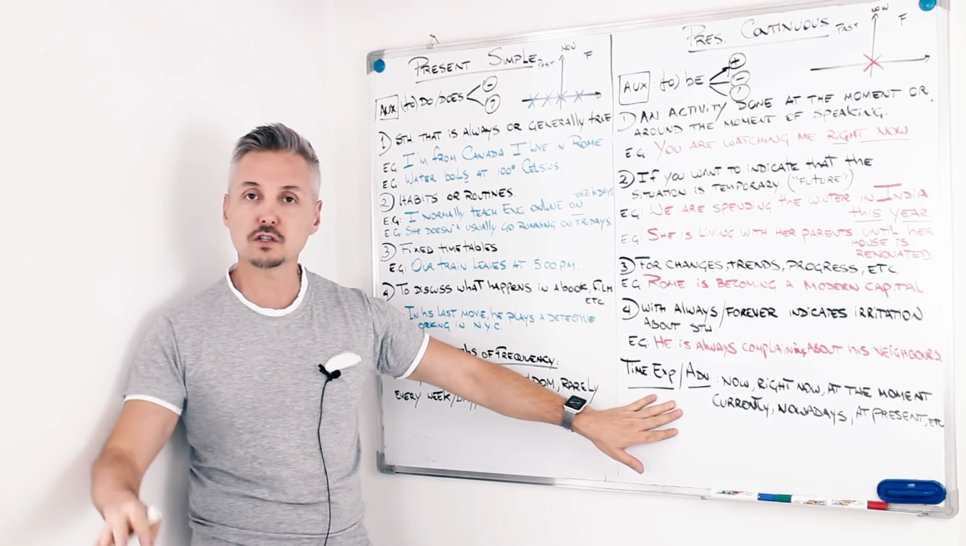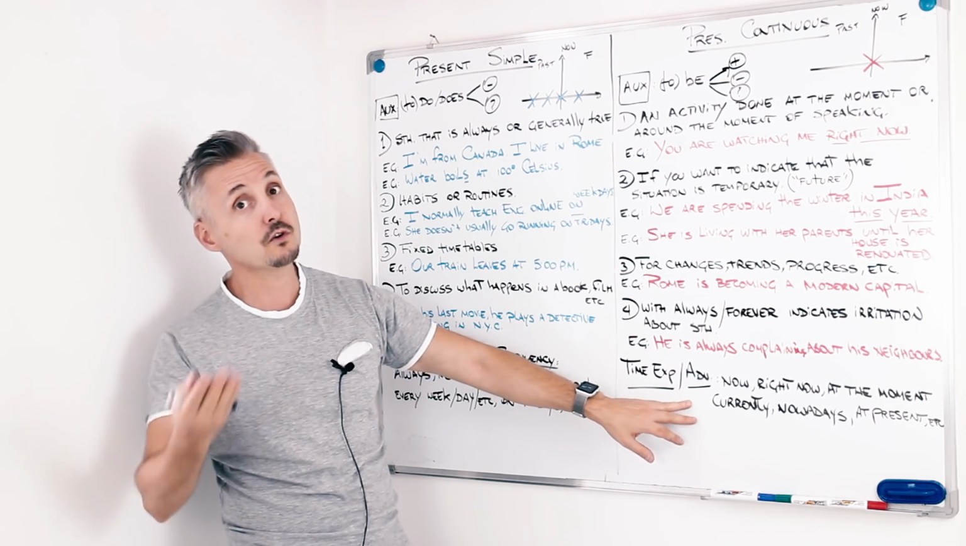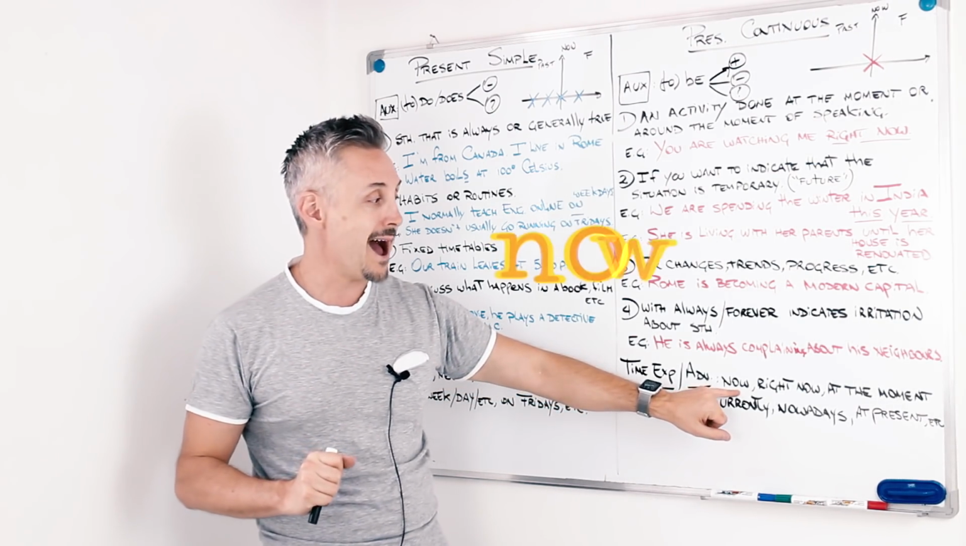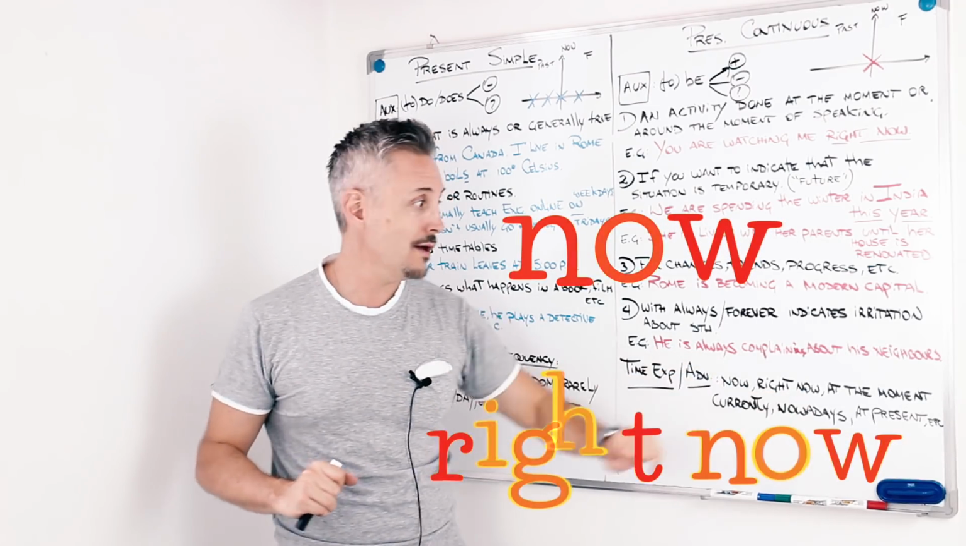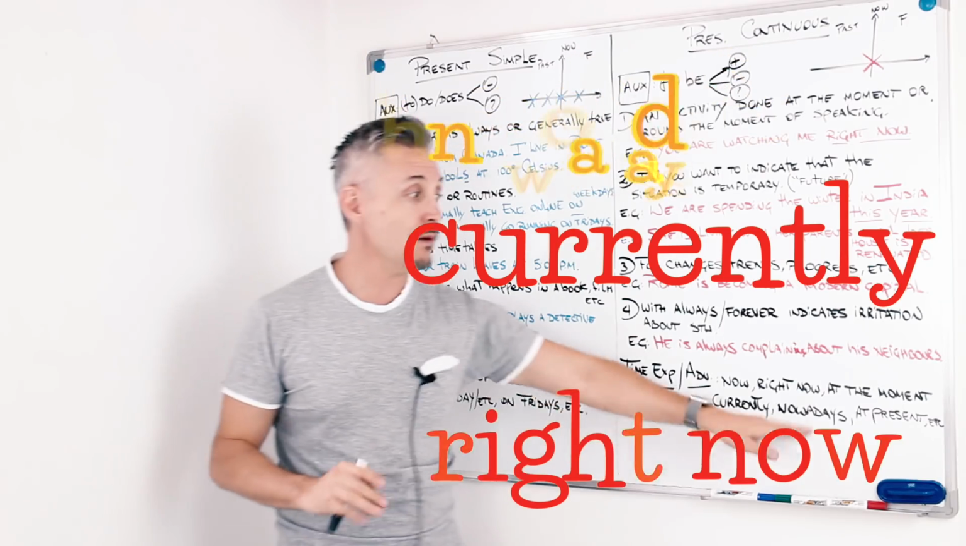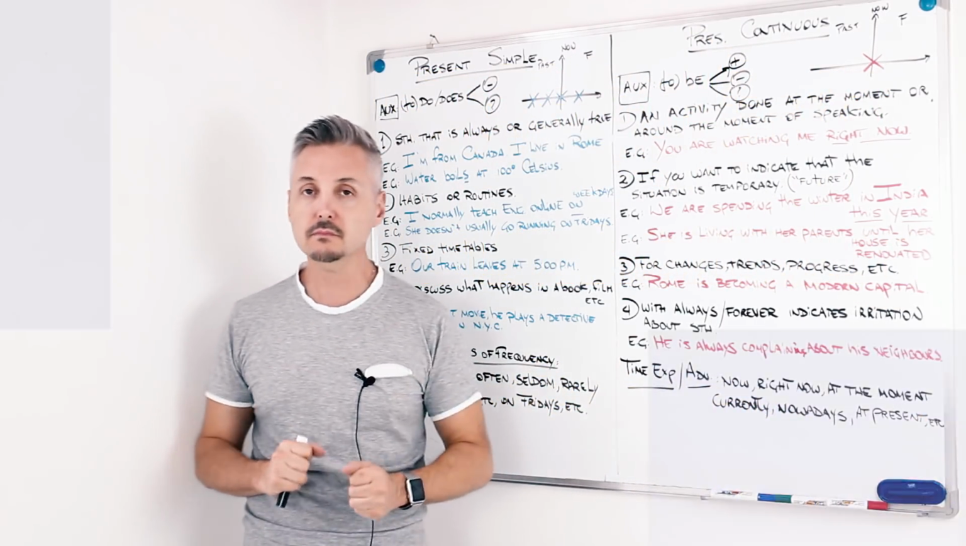So the time expressions that we use with the present continuous are time expressions or adverbs of frequency. In this case, we have few: now, right now, at the moment, currently, nowadays, at present, etc.